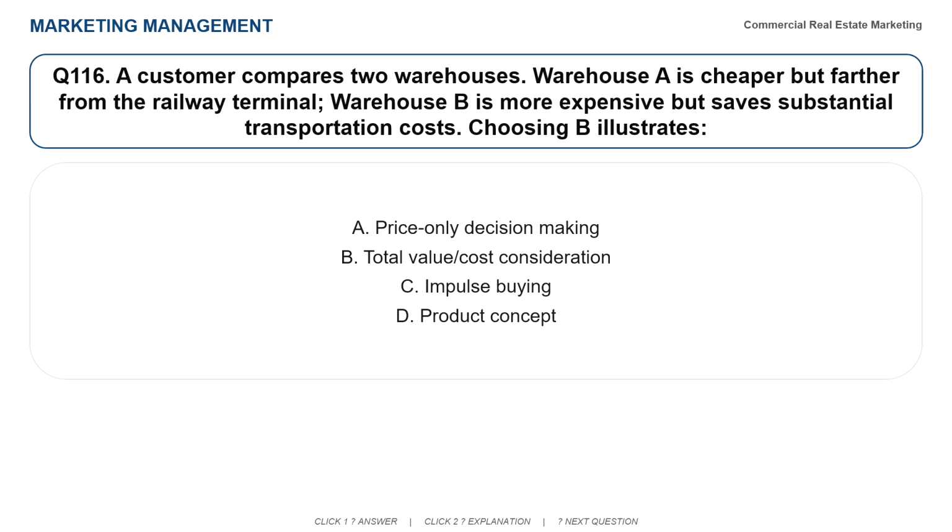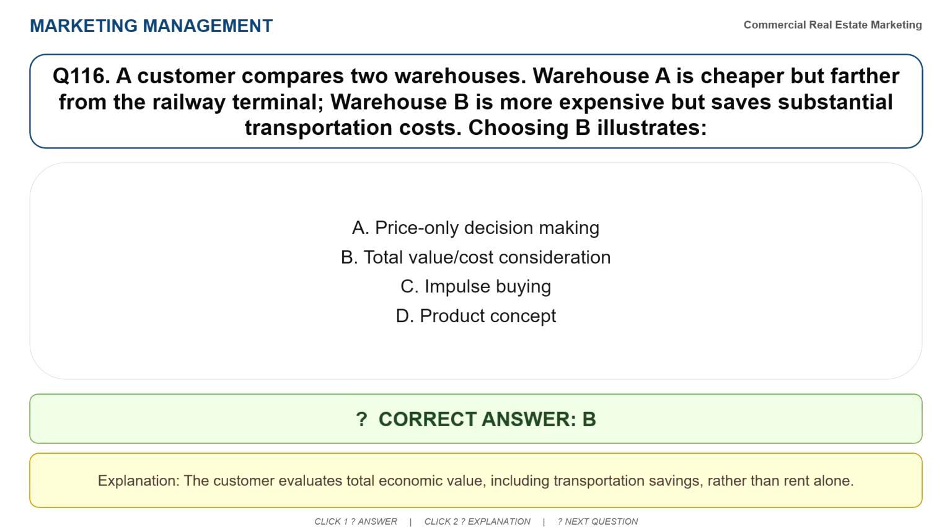Question 116. A customer compares two warehouses. Warehouse A is cheaper but farther from the railway terminal, warehouse B is more expensive but saves substantial transportation costs. Choosing B illustrates: Option A, price-only decision-making. Option B, total value/cost consideration. Option C, impulse buying. Option D, product concept. The correct answer is B. Explanation. The customer evaluates total economic value, including transportation savings, rather than rent alone.